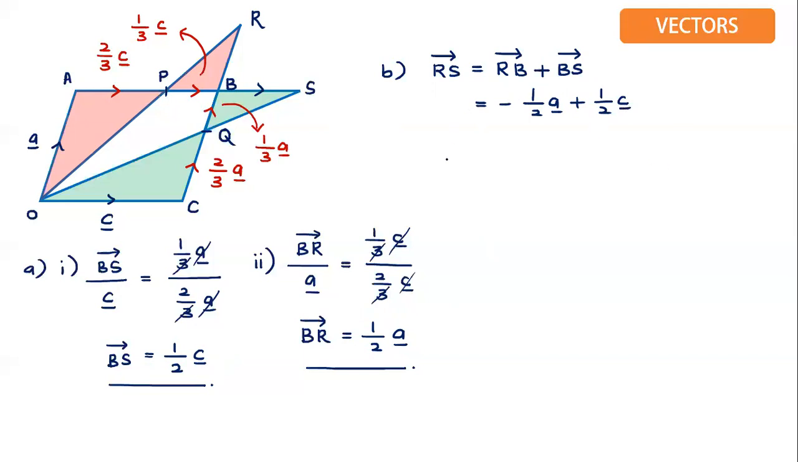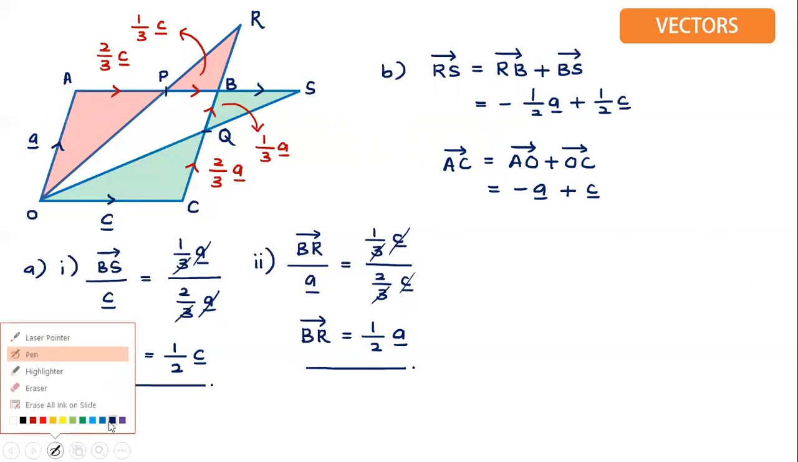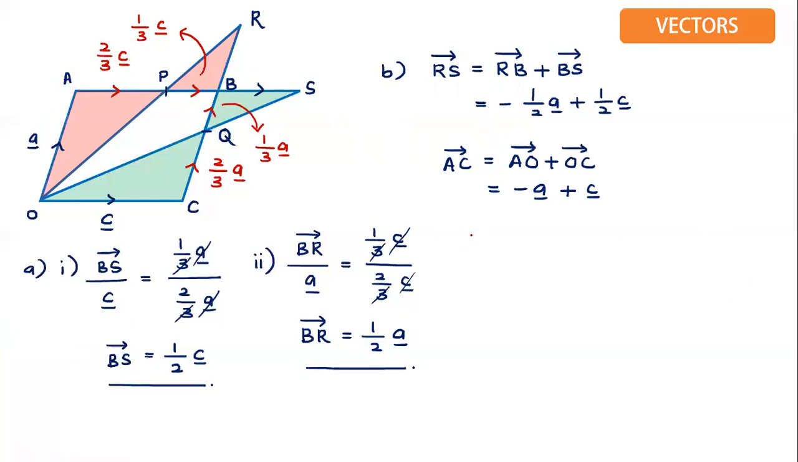After that, we need to find AC. The formula of AC is AO plus OC. AO means you are going against the direction over here, right? When you're against the direction, it's going to be negative. It's negative A plus OC is C. Okay, done. Class, I do it in a different color, easy for you to understand.